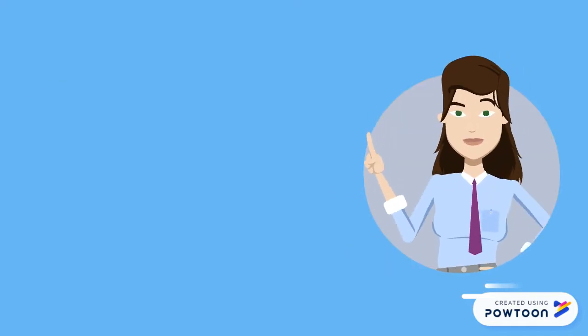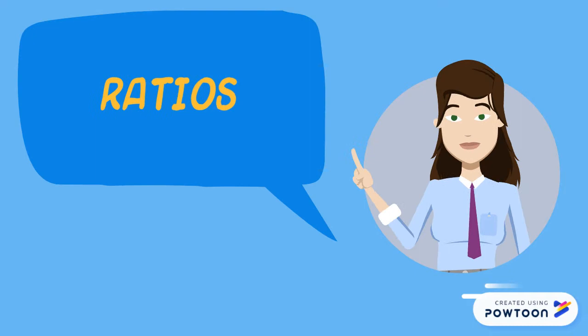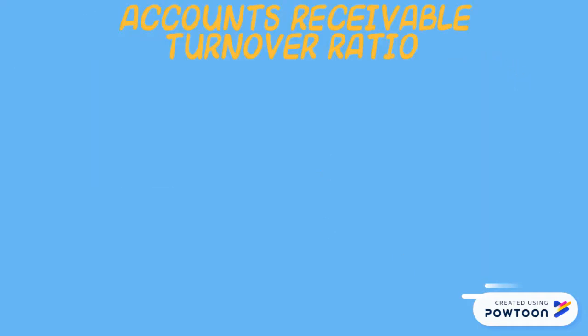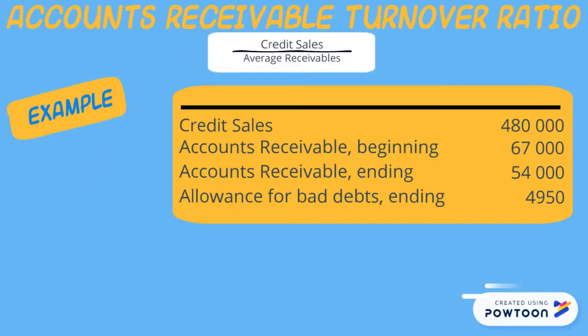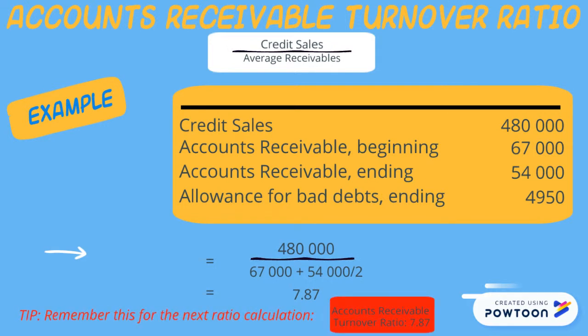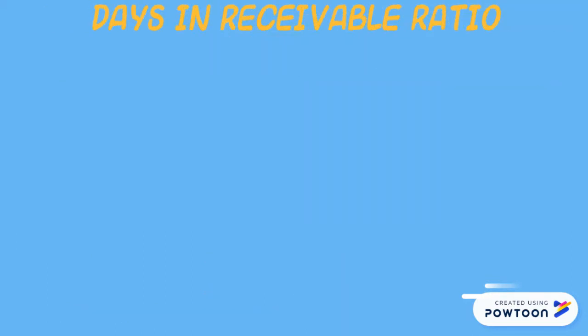Another way businesses analyse their accounts receivable is through ratios. The accounts receivable turnover ratio compares credit sales over a period of time to average receivables during that same period. From this data, the business's credit sales divided by the average receivables is 7.87. This is the number of times per year this business will collect their accounts receivable.